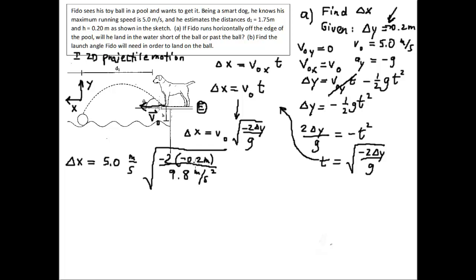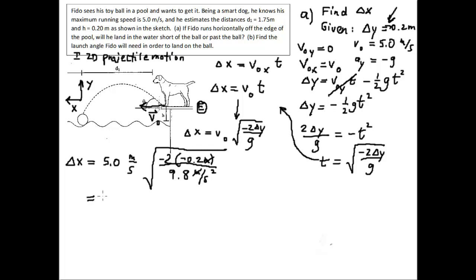Let's look at the units under the square root. We're going to end up with, the meters will cancel, and we're going to end up with 1 over second squared in the denominator, which means second squared in the numerator. Square root of second squared is just seconds, and meters per second times seconds will cancel to give an answer for delta x in meters, which is what we should get. All right, so let's now finish it off.